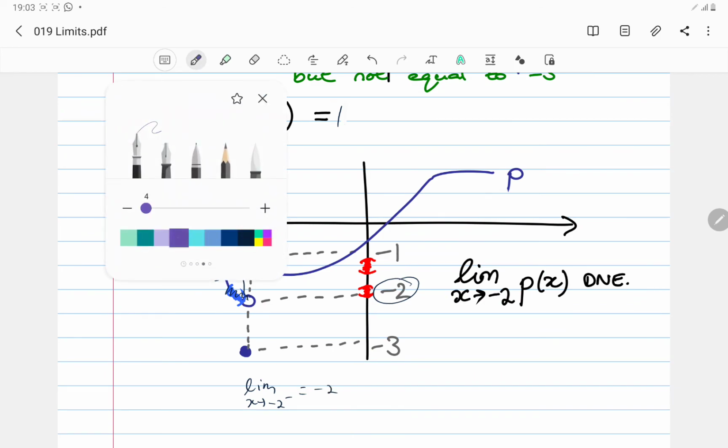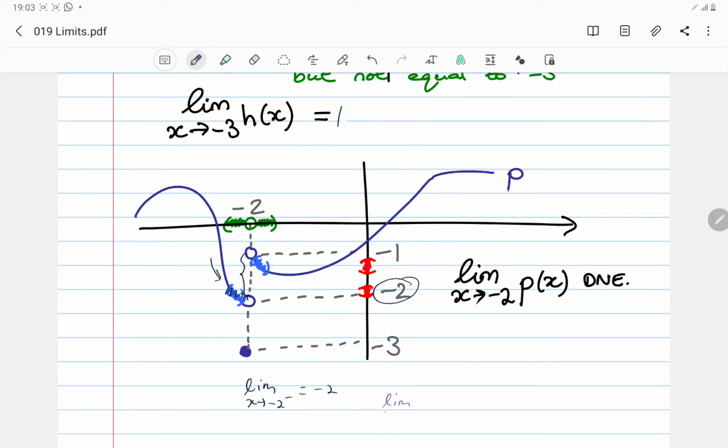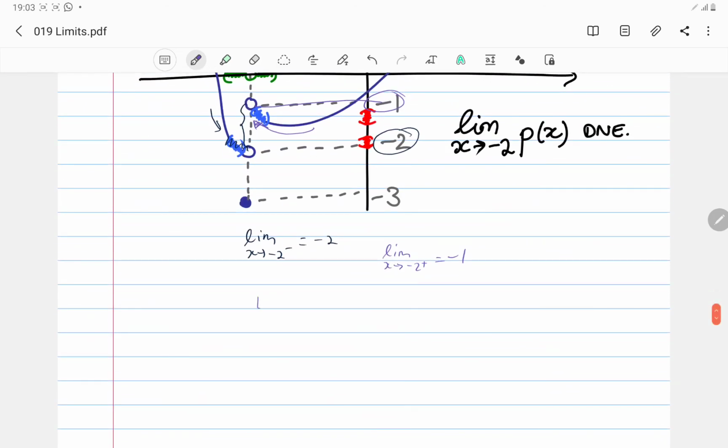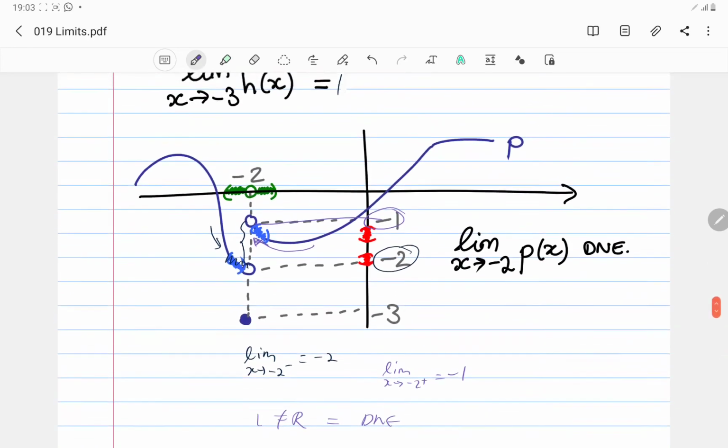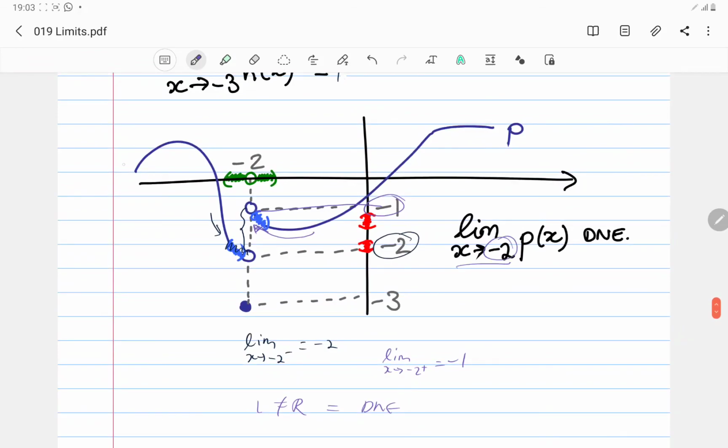What about the right? We say that the limit as x approaches minus 2 from the right isn't going to be approaching the same number. No, it's going to be approaching minus 1, it is equal to minus 1. Since the left-hand limit is not equal to the right-hand limit, we say that the limit does not exist. Therefore, the limit as x approaches minus 2 from the left and the right here does not exist for p of x.